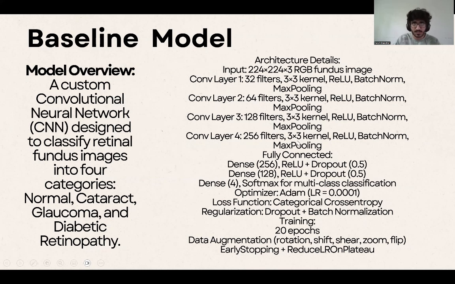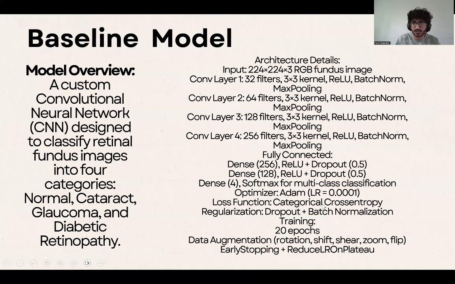After this, the output was flattened, and it was passed to fully connected layers. Two fully connected layers were used. The first was used with 256 neurons, followed by dropout regularization, and the second one was with 128 neurons, followed by again ReLU and dropout regularization. Finally, for output, softmax activation was used for the multi-class classification, and the optimizer used was the Adam optimizer with a learning rate of 0.0001.